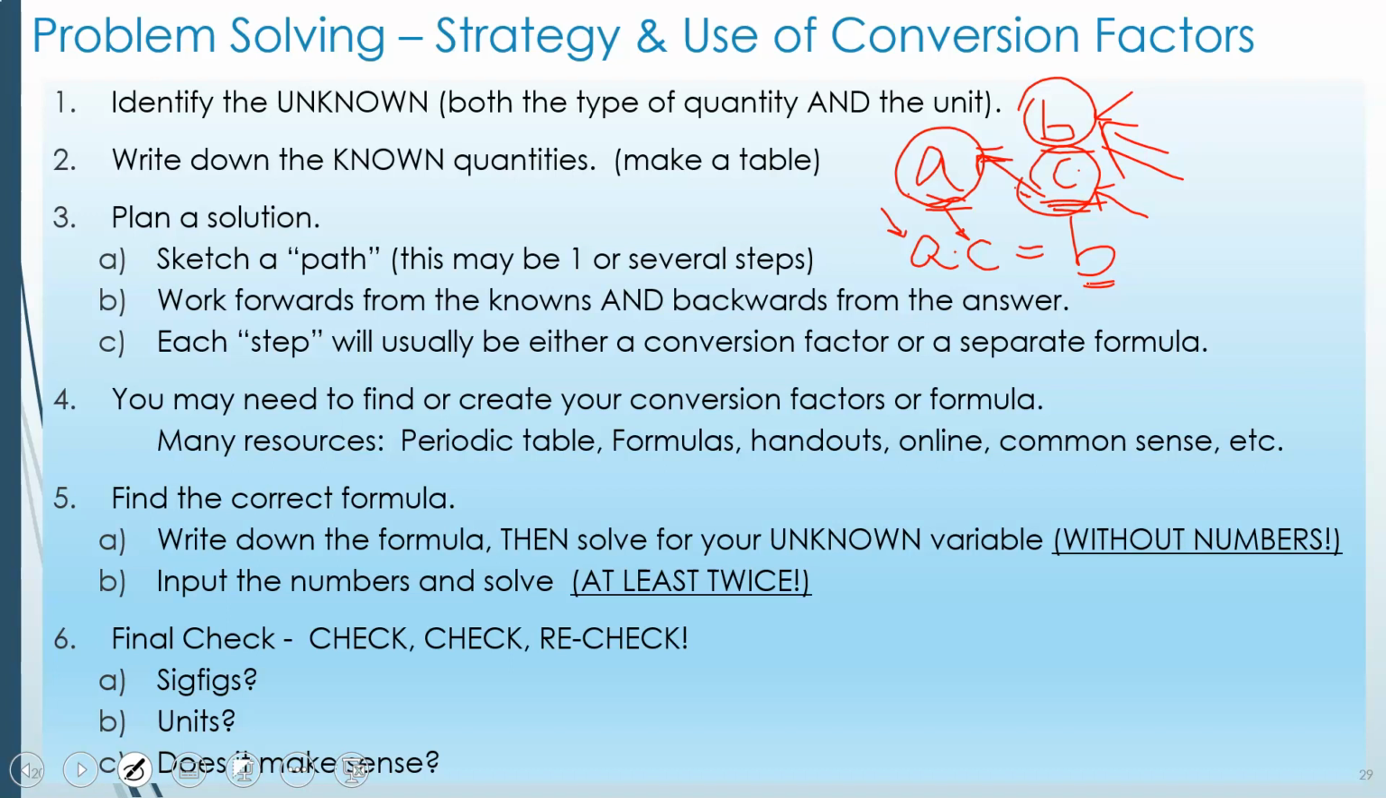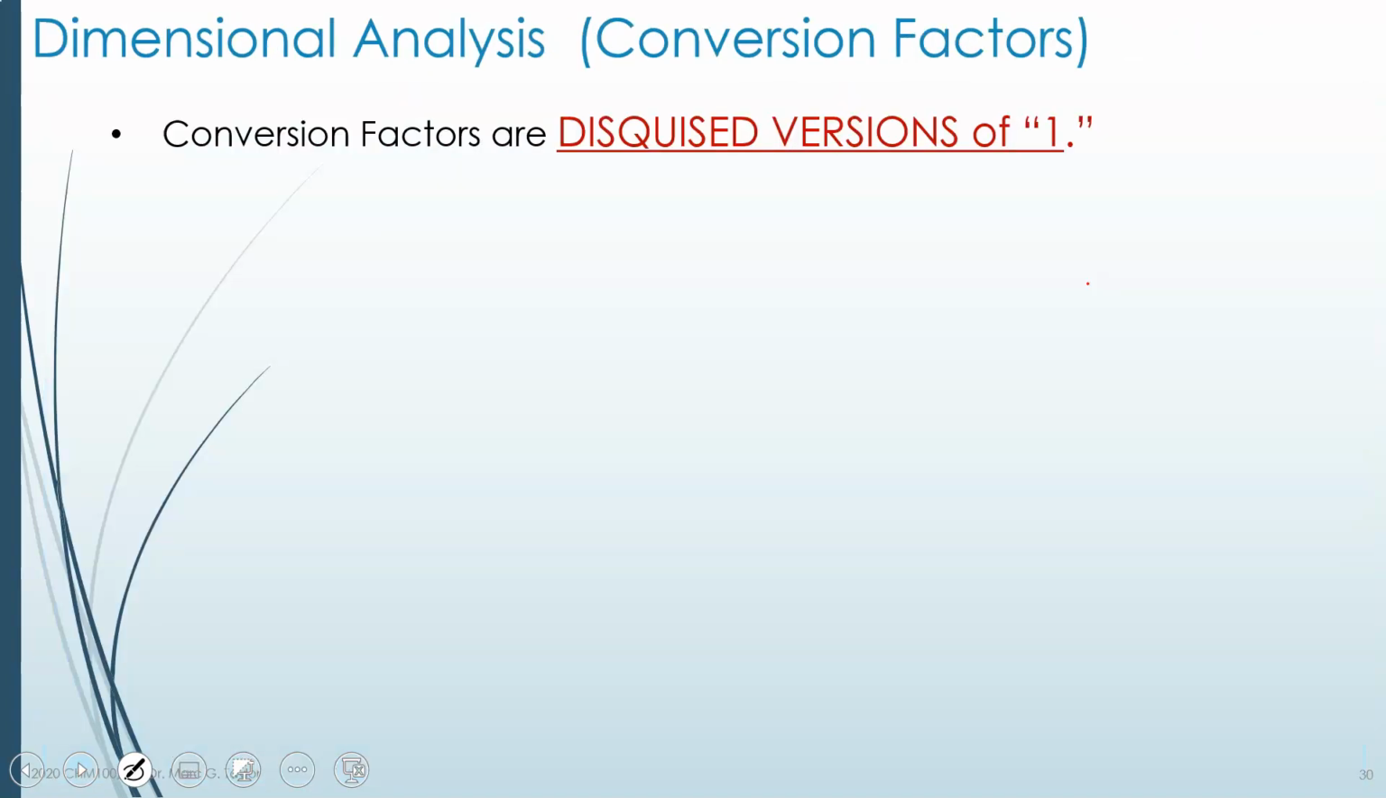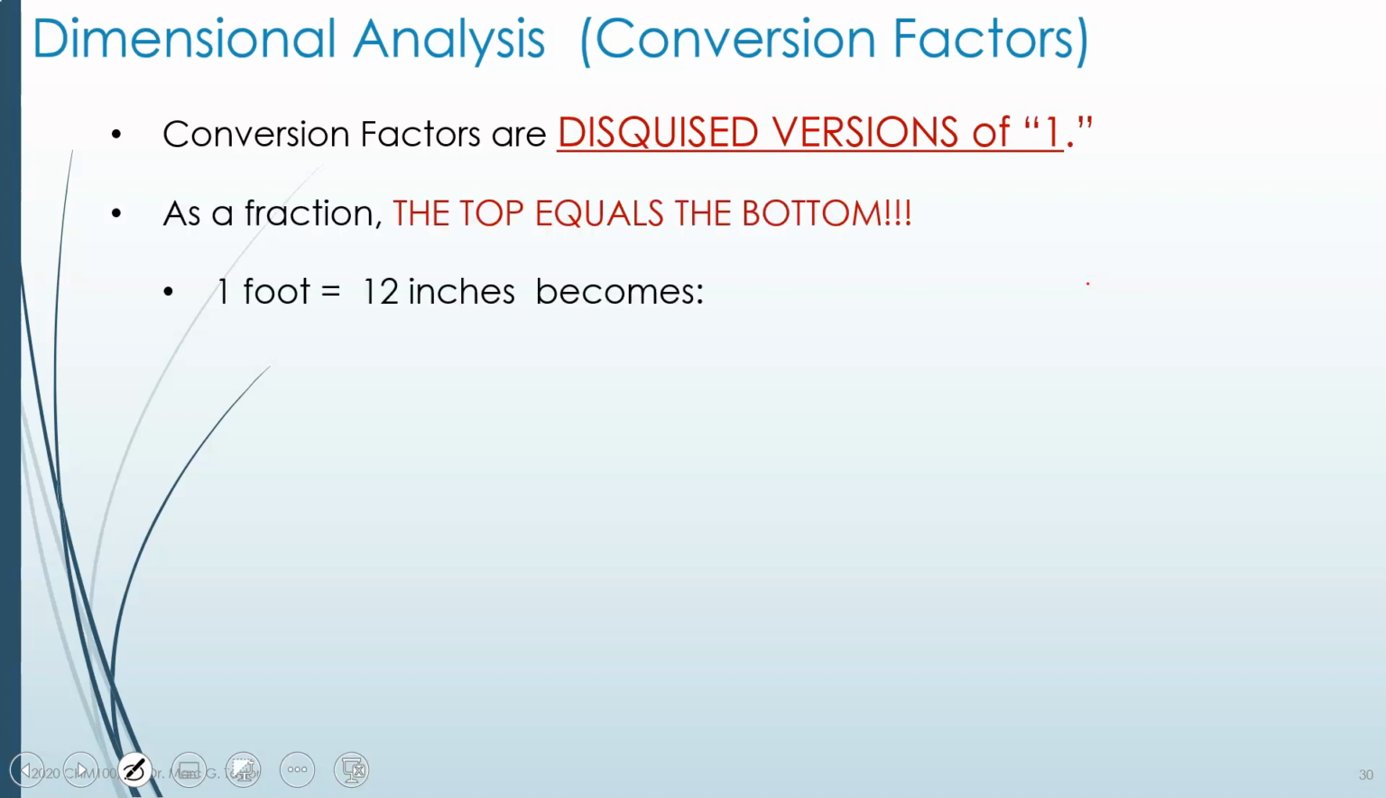So once you have your strategy, we can use things like conversion factors. Well, let's talk about what conversion factors are. Conversion factors are disguised versions of the number 1. Okay, what does that mean? Well, we know that 1 foot equals 12 inches. We know the thing on the left here is exactly the same as the thing on the right, or equivalent in some way. 1 foot is the exact same length as 12 inches.